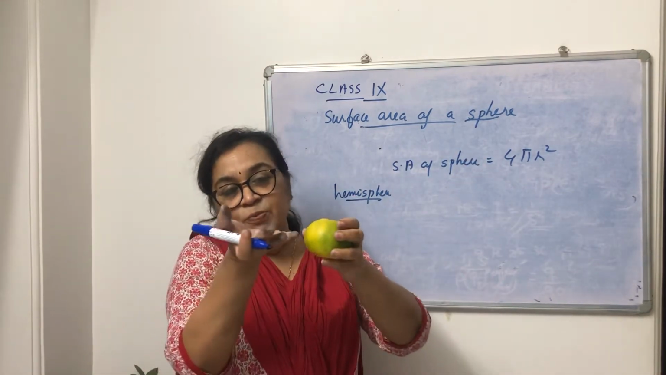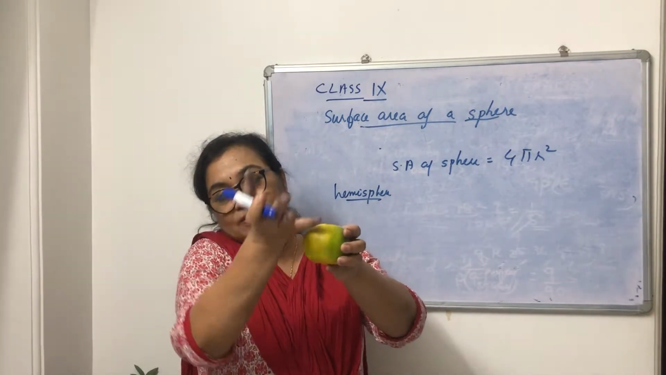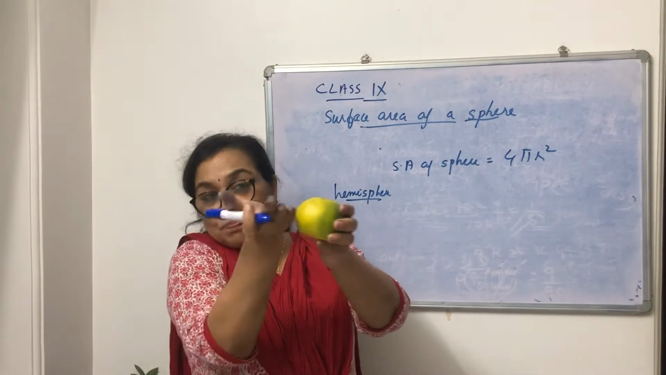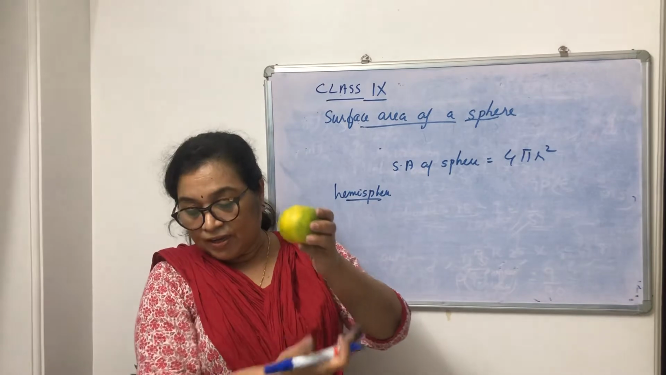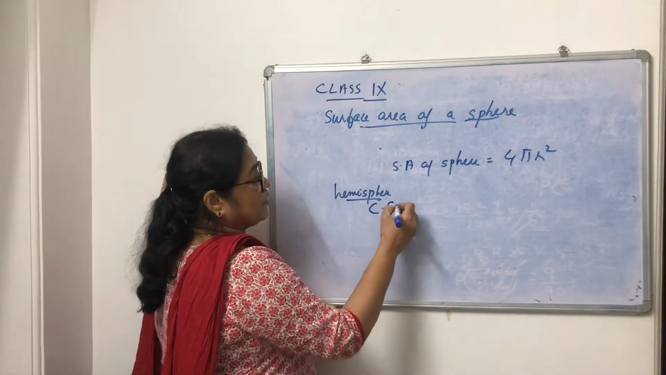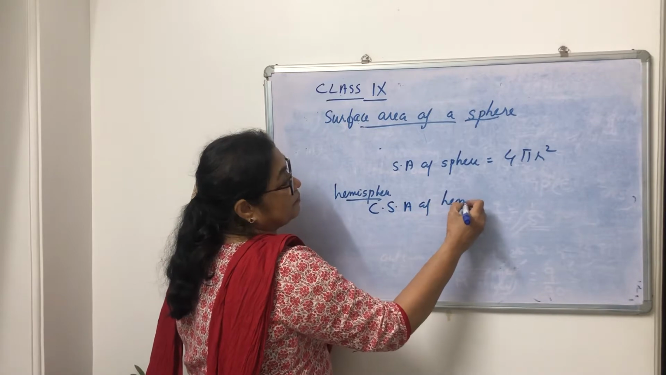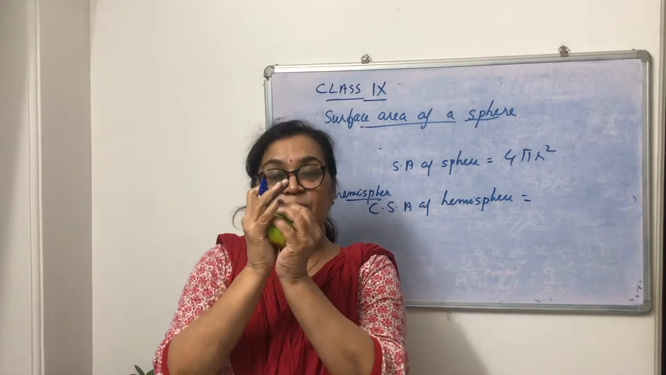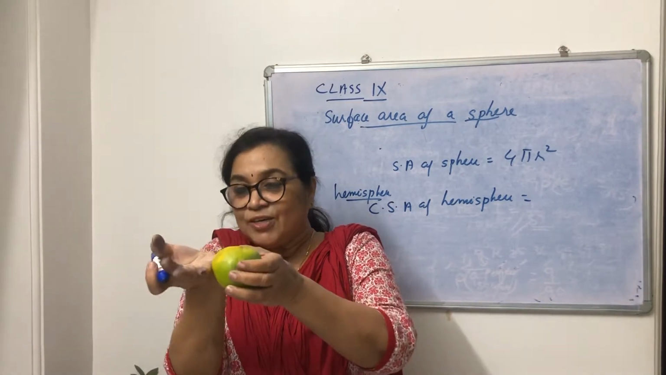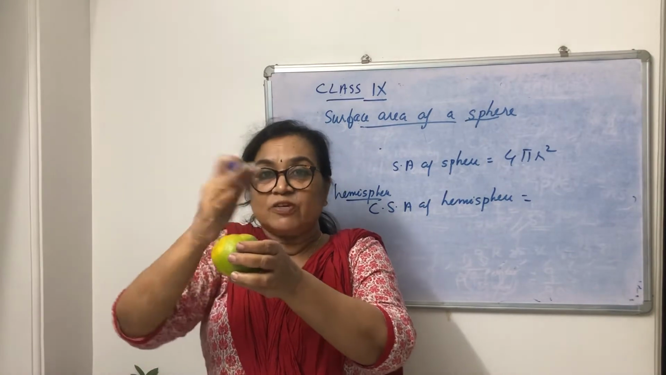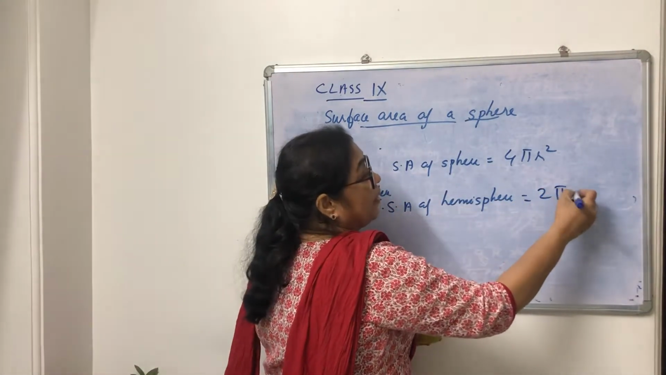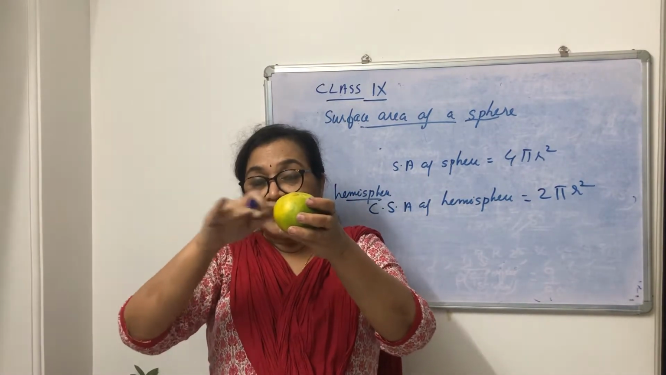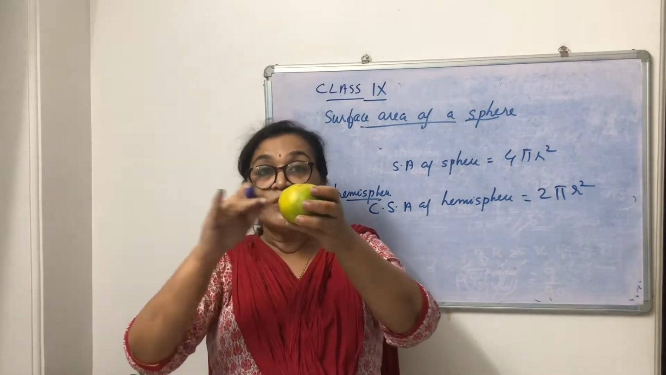When it comes to a hemisphere, you see it is half. You cut like this, then it is a hemisphere. This part is a curved surface, and this base is a circle. The full surface area of the sphere is 4 pi r squared. You cut it into half, so the curved surface area becomes 2 pi r squared, and the base is a circle, so that is pi r squared.